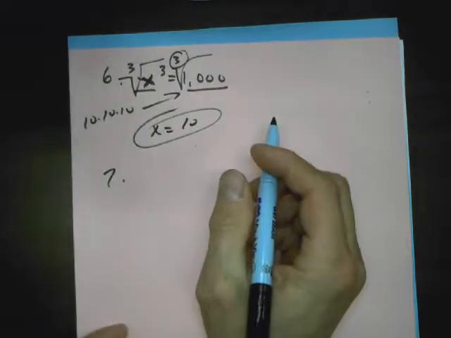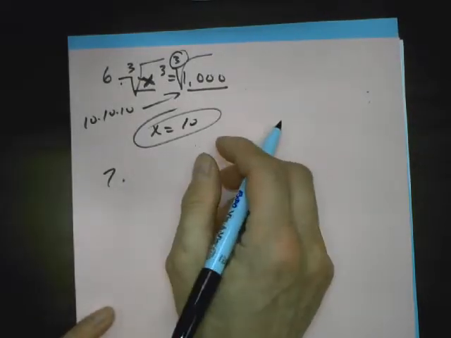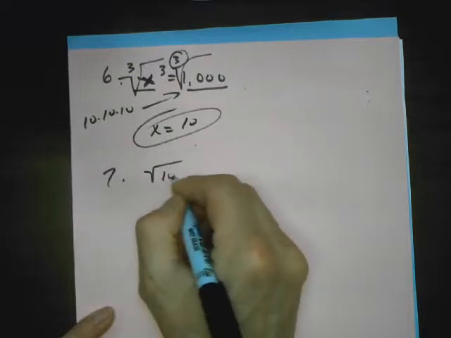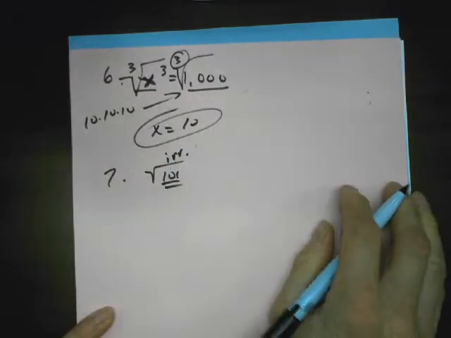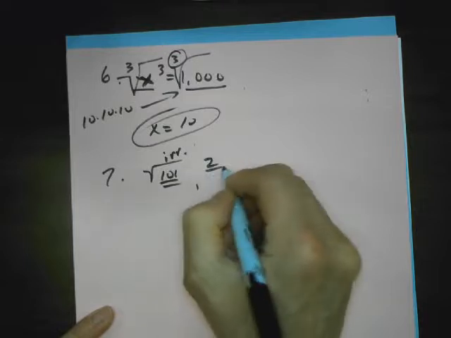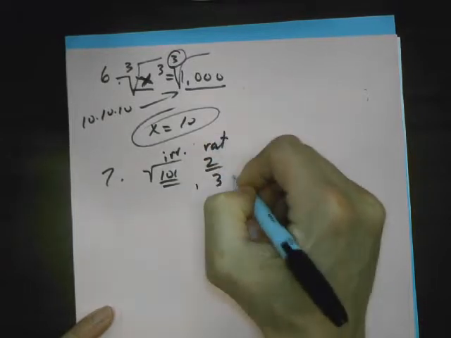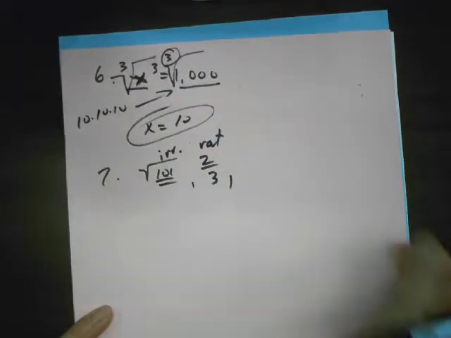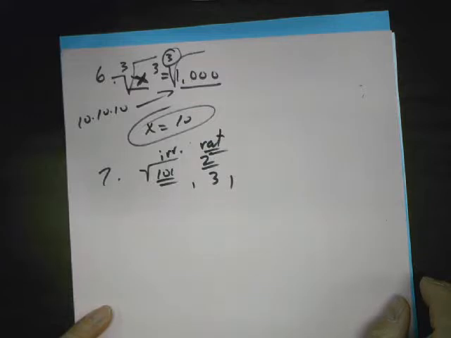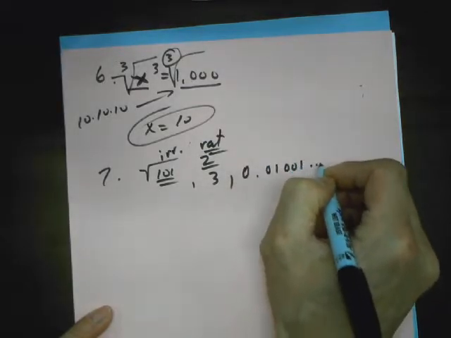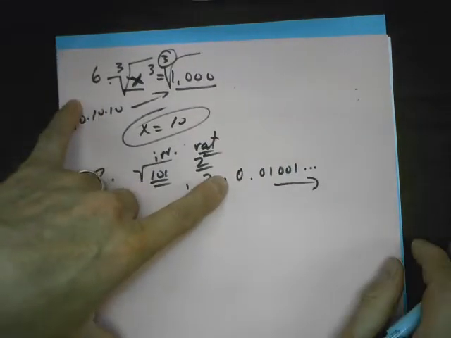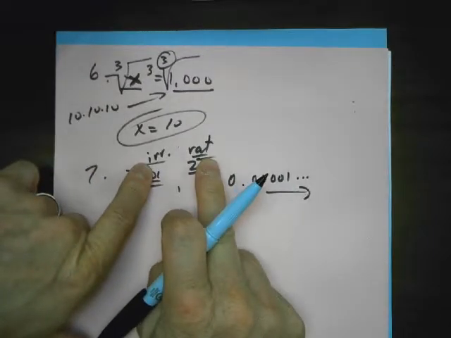Number 7. Given the following numbers, pick the statement that's true. So you have the square root of 101. That's irrational because that radicand is not a perfect square. 2/3, that's rational because if it's a regular fraction, that's a definition, ratio, rational. And then 0.01001... So this is going on forever, which could be either rational or irrational.